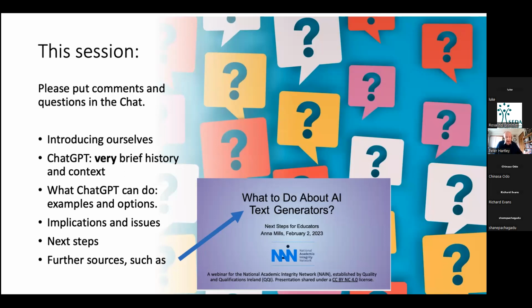We'll then go on to some implications and issues, and spend a couple of minutes on next steps. We've generated some further sources. We could have generated lists and lists because there's so much coming out at the moment, but we're trying to focus on half a dozen or so good things to kick off with, which you can then follow up on your own account.